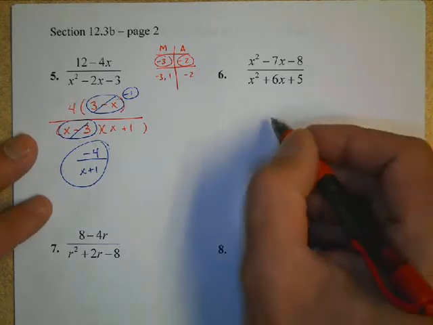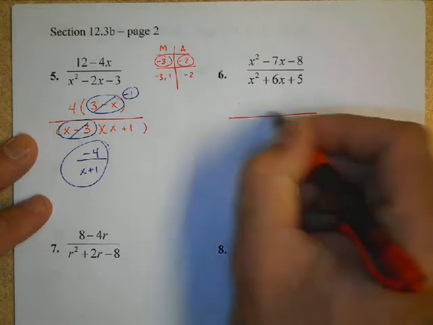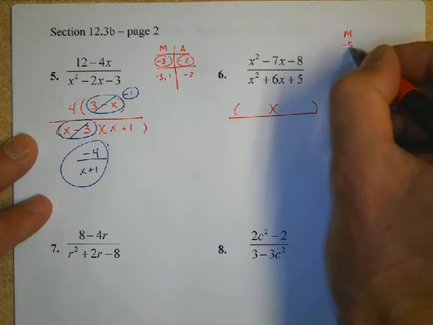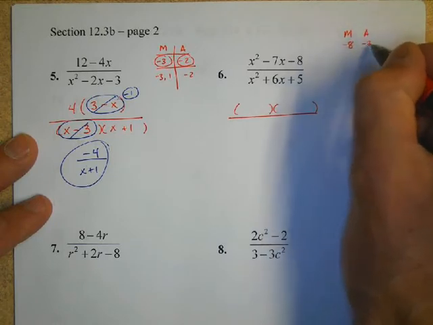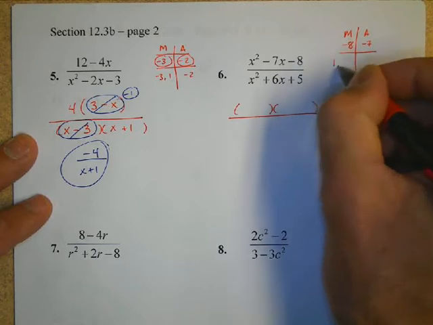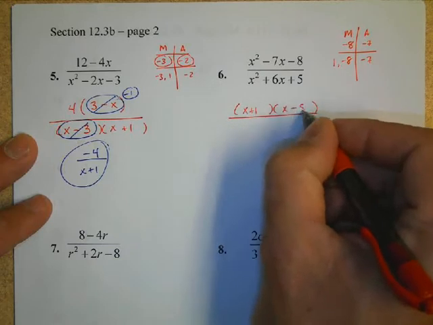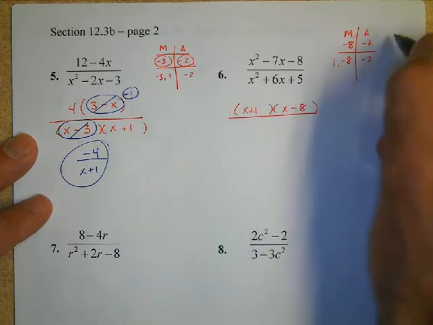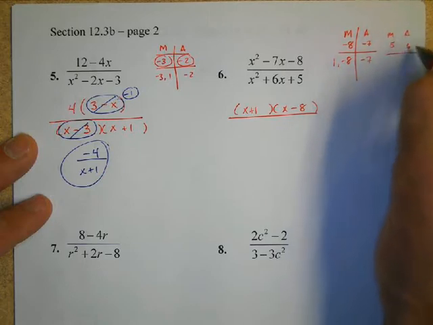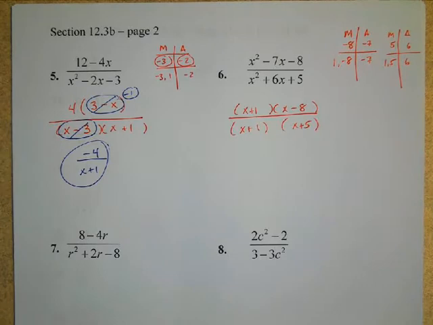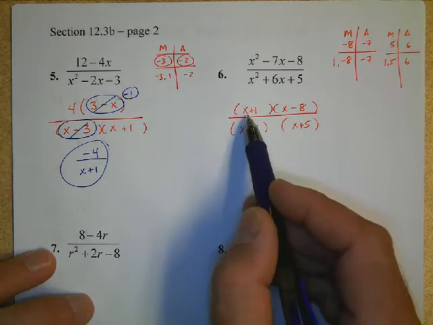As we look at number 6, we have to figure out how this is going to factor. So the question is, how does the top factor? What multiplies to negative 8 that adds to negative 7? Well, that's 1 and negative 8. So x plus 1, x minus 8. Second, we have to look at what multiplies to 5 that adds to 6. Well, that's 1 and 5. So on the bottom is x plus 1 and x plus 5.